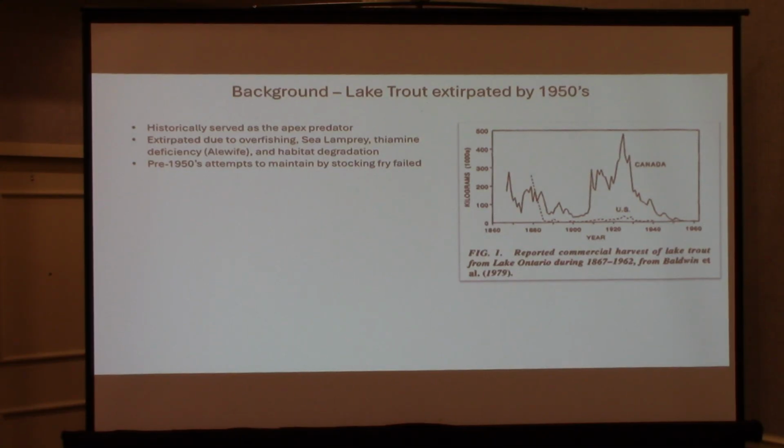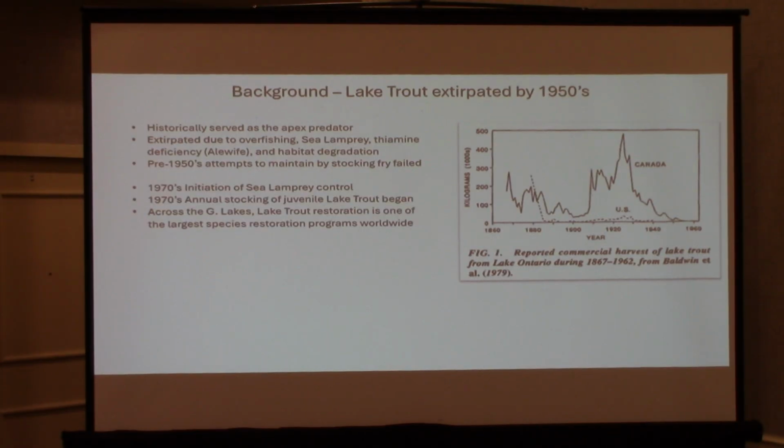habitat degradation. Early attempts to restore the population started before the 1950s by stocking fry. However, this didn't really show much success because sea lamprey hadn't been controlled yet. Starting in the 1970s, with the initiation of sea lamprey control and annual stocking of juvenile lake trout across the Great Lakes, we started to see efforts to rebuild an adult stock. It's pretty cool: the lake trout restoration program throughout the Great Lakes is probably one of the biggest species restoration programs worldwide.